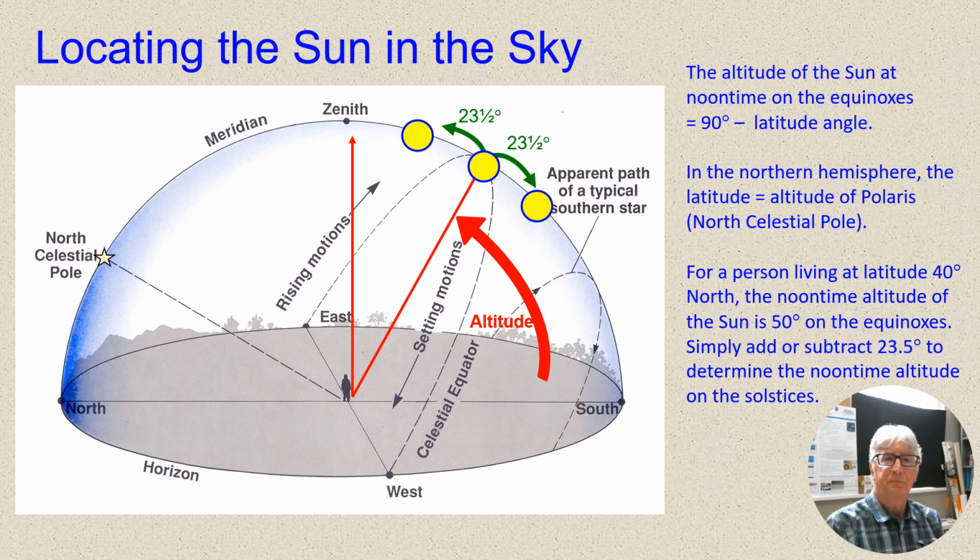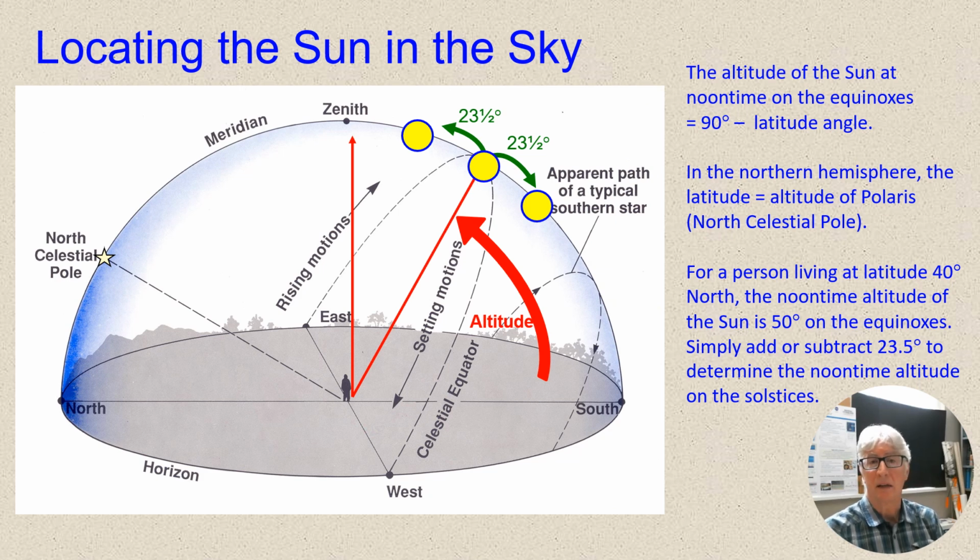As an example, for a person living at, say, latitude 40 degrees north, the noontime altitude of the sun on the date of an equinox is 90 minus 40, or 50 degrees. And you can simply then add or subtract 23.5 degrees to determine the altitude of the sun on the two solstices.